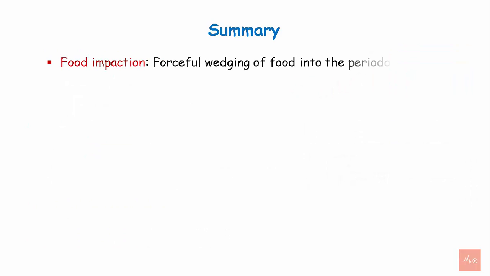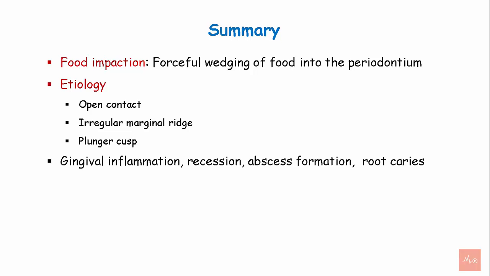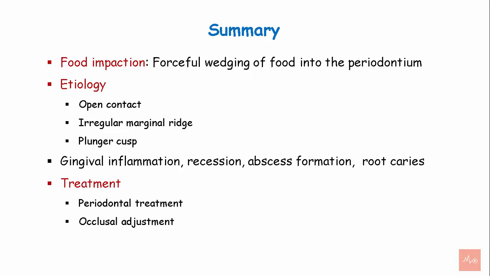To summarize, food impaction refers to the forceful wedging of food into the periodontium. Etiology includes open contact, irregular marginal ridge, and plunger cusp. It can lead to gingival inflammation, gingival recession, abscess formation, and root caries. Treatment involves periodontal treatment, occlusal adjustment, restoration of the contact area, and permanent restorations.